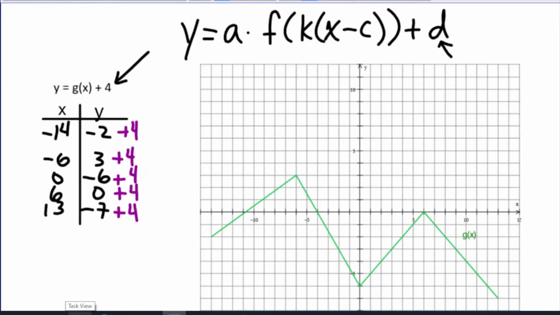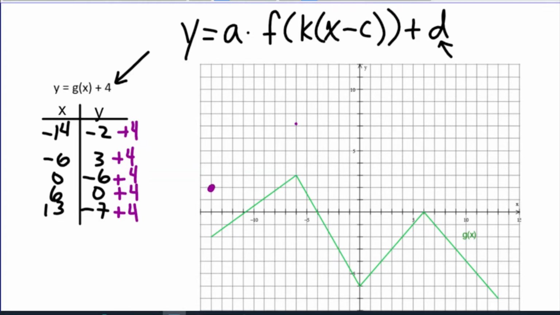But we're not worried about what the formula is. In fact, we don't have a formula for this. It's just a generic graph, but it's going to behave the exact same way. So all of our y values are going to move up by 4. So 1, 2, 3, 4. So this y value will move up to here.